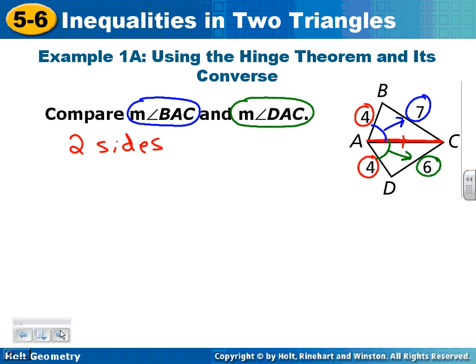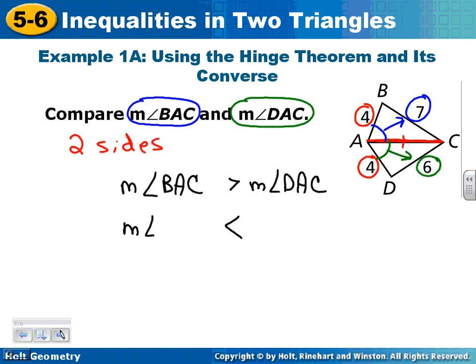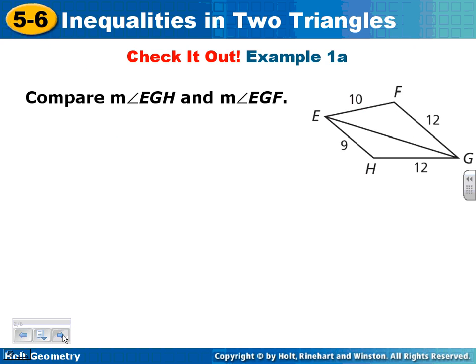So we could write the measure of angle BAC, the 7, is greater than the measure of angle DAC, because the 7 is bigger than the 6. Now, of course, I know what you're asking. Could you go the other way and put a less than symbol? And the answer is sure. You could put the measure of angle DAC is less than the measure of angle BAC. Either way is fine. Less than, greater than. Let's look at the next slide.